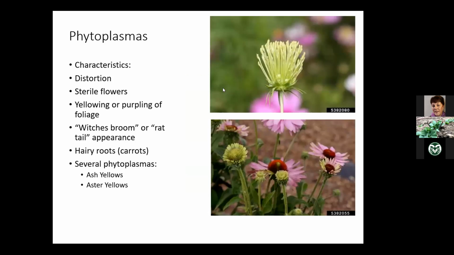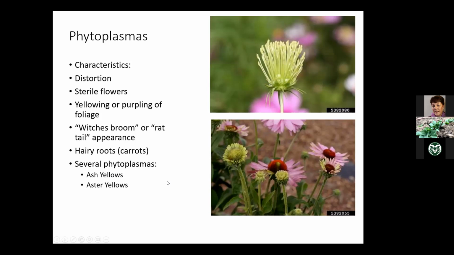Looking at other symptoms caused by phytoplasmas that we often see are things like sterile flowers, like this picture in the bottom on this echinacea, where they're not coloring up, and they're also immature. They will never produce a true seed. They're sterile. You might see yellowing or purpling of the foliage. You might see something like this rat tail appearance. And sometimes there's distortion associated with those as well. Some of the common phytoplasmas that we see here are ash yellows and aster yellows, like in carrots. Sometimes we could see it on ash trees as well.